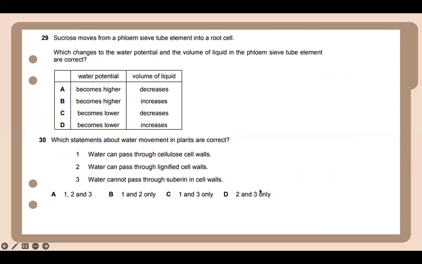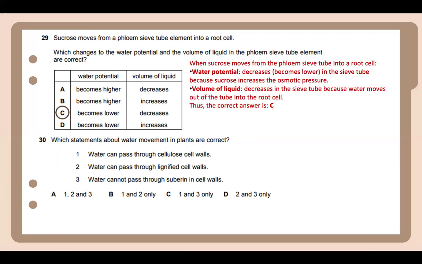Sucrose moves from the phloem sieve tube elements into root cells. Which change to the water potential and the volume of liquid in the phloem sieve tube elements is correct? When sucrose moves from the phloem sieve tube into root cells, water potential decreases, becoming lower in the sieve tube because sucrose increases the osmotic pressure. And the volume of liquid decreases in the sieve tube because water moves out of the tube into the root cells. Thus, the correct answer is C.